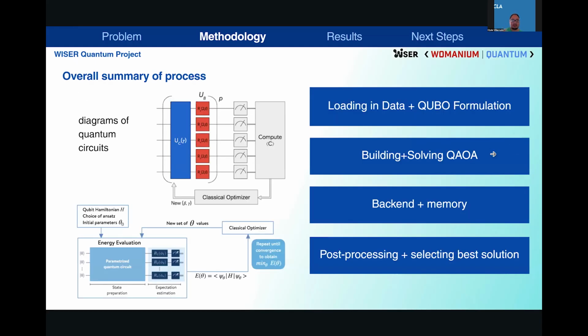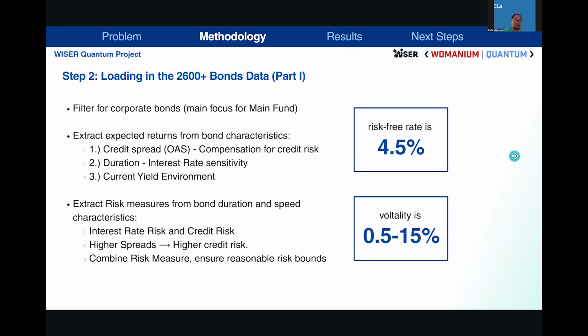The overall summary of the process includes our diagrams of quantum circuits on the left-hand side. First we load in the data plus the QUBO formulation, and then solve with QAOA. Then we do the backend, using Lightning.GPU in PennyLane, which is way faster than Lightning.qubit. Then we do post-processing with classical simulated annealing and select the best solution for both quantum and classical.